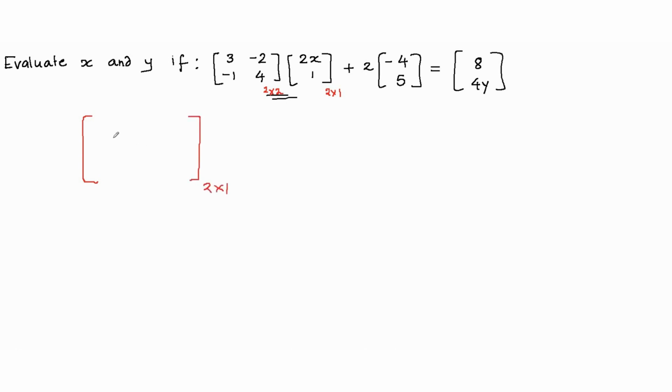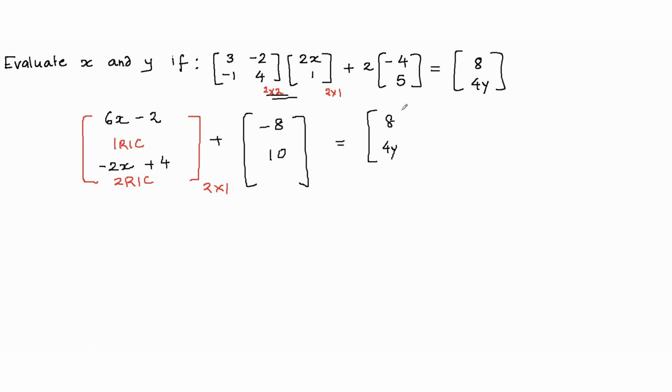Now what is the meaning of 2 by 1? You have first row, first column and you have second row, first column, right? So take the first row and first column: 3 into 2x is 6x and minus 2 into 1 is minus 2. Then second row, first column: minus 1 into 2x is minus 2x and 4 into 1 is 4. Plus the 2 gets multiplied with these terms. So 2 into minus 4 is minus 8 and 2 fives are 10. This is equal to 8 and 4y.